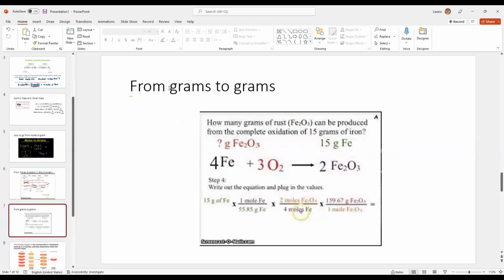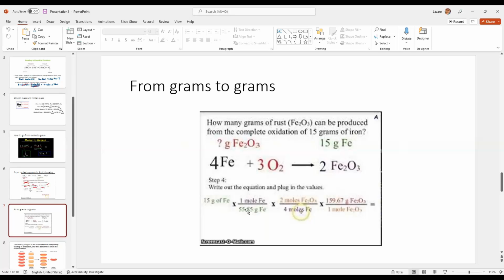Let's see when you go from grams to grams. In this case, what is given? The mass of iron 3 dioxide. And what is needed? The grams of iron that are combined with dioxide to produce iron 3 oxide. Well, you begin by what is given.